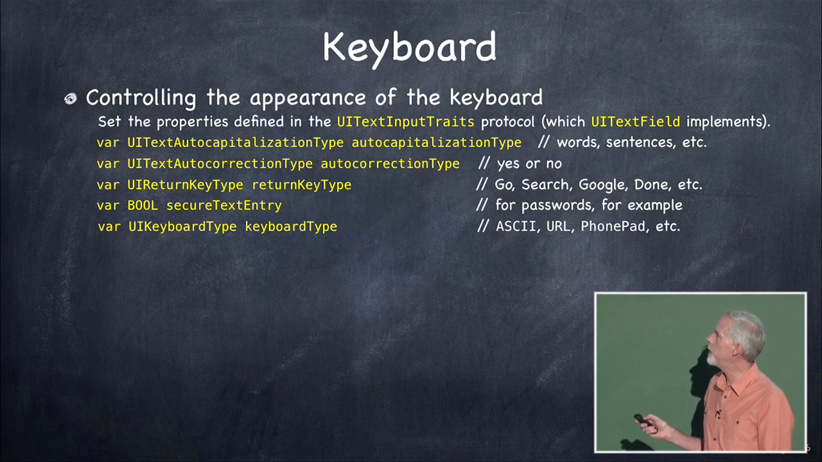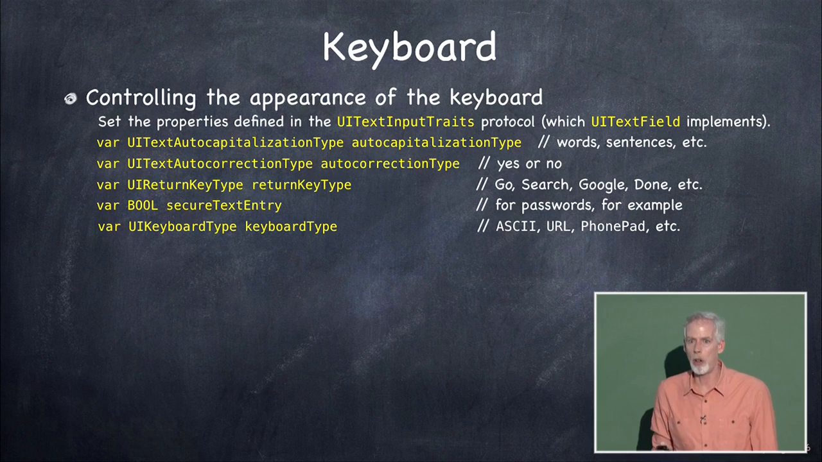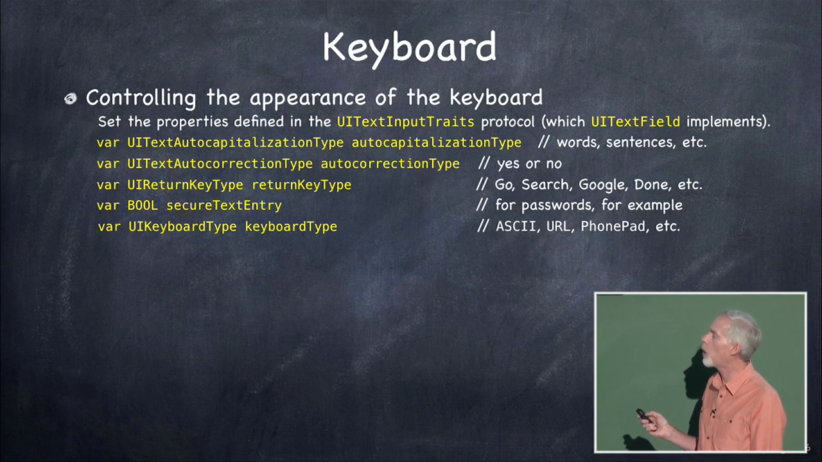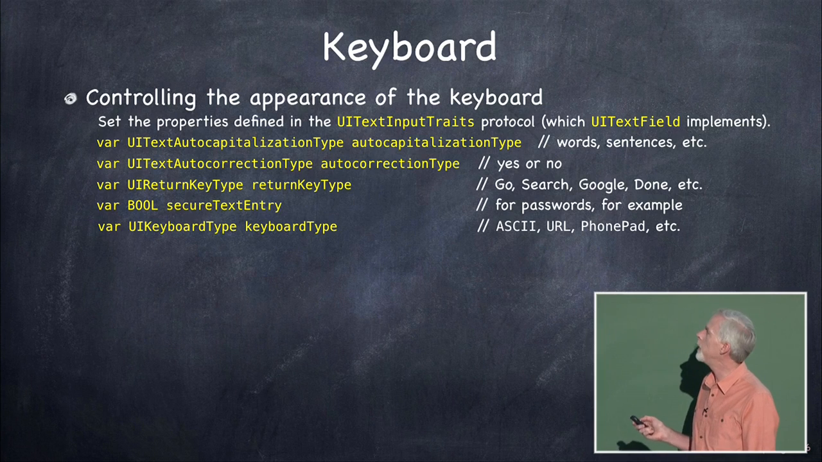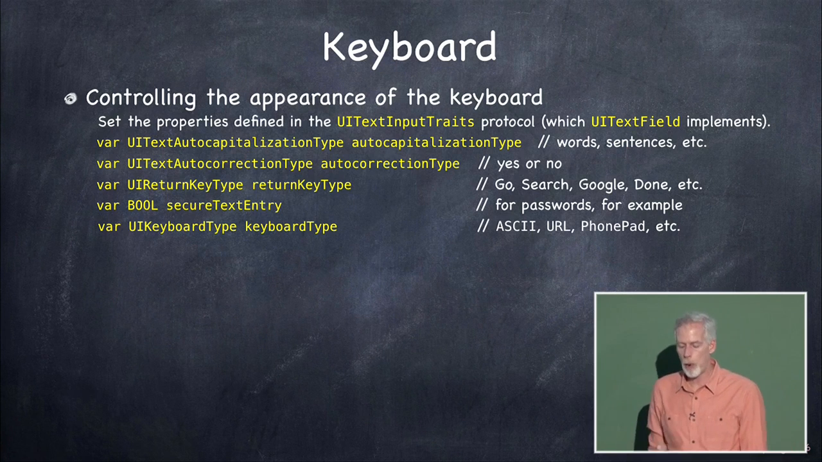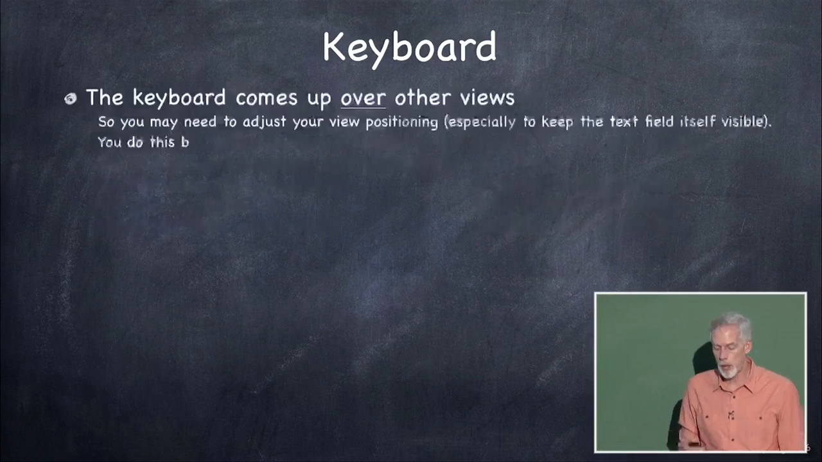And there's all kinds of methods in here you can look at. This is the UI text input traits protocol. So that's where you want to look in the documentation. For this protocol, remember a protocol is just a bunch of methods and vars. That's all these are. And these will set what kind of keyboard it is. You know, are you entering a URL? Is it a password thing where you can't see the text? All that stuff is part of that protocol. So you want to look that up.